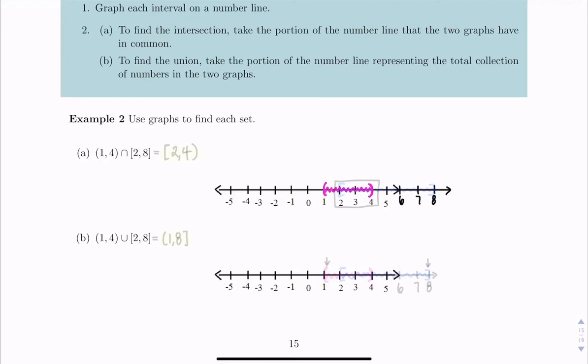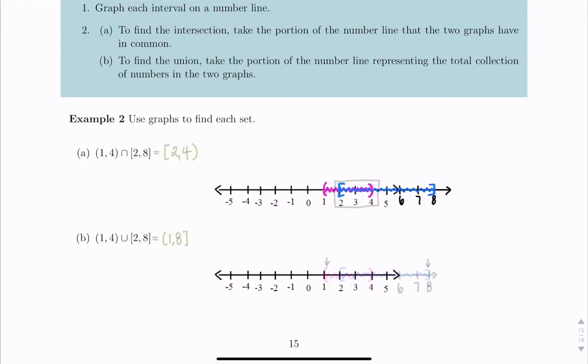Alright, so going back, I have my square bracket on 8, I have a square bracket on 2, and it's got its line in between our two endpoints. Because this is an intersection, we want to see where these two graphs intersect, or what pieces they have in common. So we want to look for pink and blue on the graph.